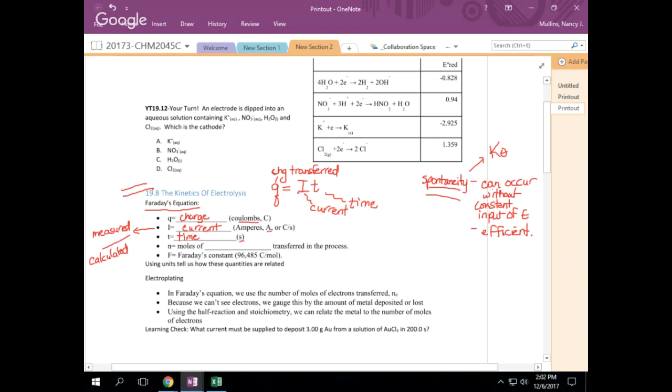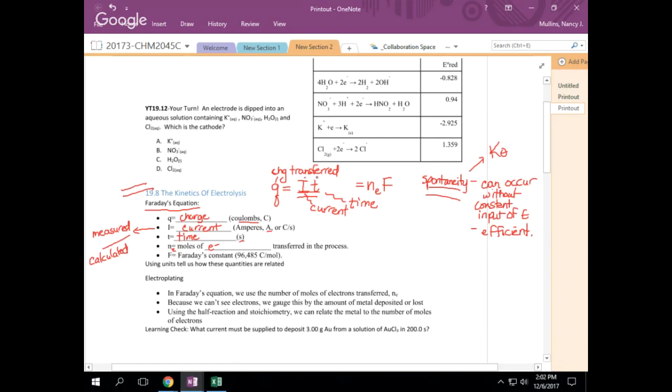Now, this is not the only thing that will give us charge. This is just coulombs, or Faraday's law, rather. This can be related to the number of moles of electrons that are transferred in the process. Typically, it's written as n sub e times Faraday's constant, and we have already discussed Faraday's constant. So if you know the current, somebody's measured it or they've given it to you, and you know how much time has passed, then you could figure out charge.